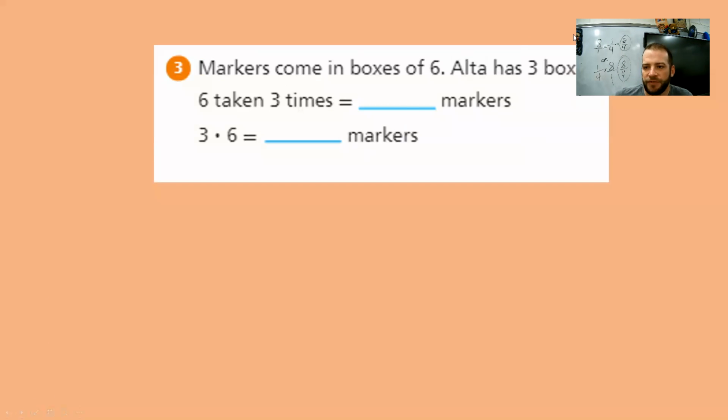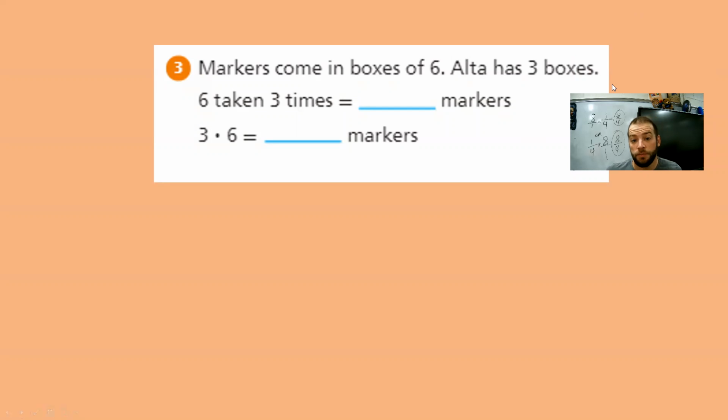Markers come in a box of 6. Alta has 3 of those boxes. So how many markers does she have? Well, 6 times 3 is 6, 12, 18. So there are 18 markers. Write down 18 for number 3 in both areas, please.